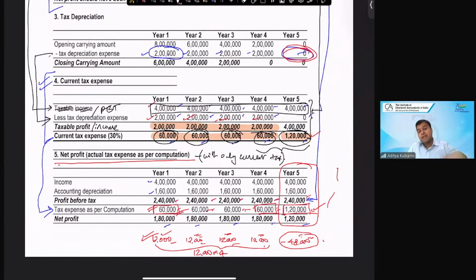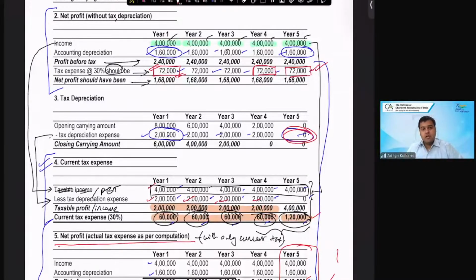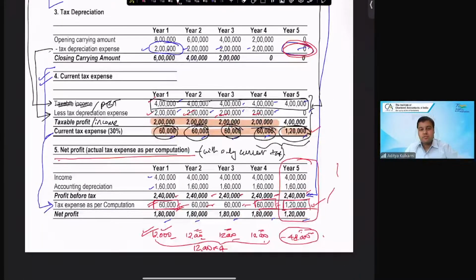So, when I had to pay 72,000, I paid only 60,000. Have I saved the tax or have I only postponed the incidence of this tax? Postponed. You have only postponed. Can I say year 1, 2, 3, 4, I went on postponing? Yes, for each of the 4 years. I went on postponing 12,000 and I paid it in the 5th year. Yes or no? Yes, sir.